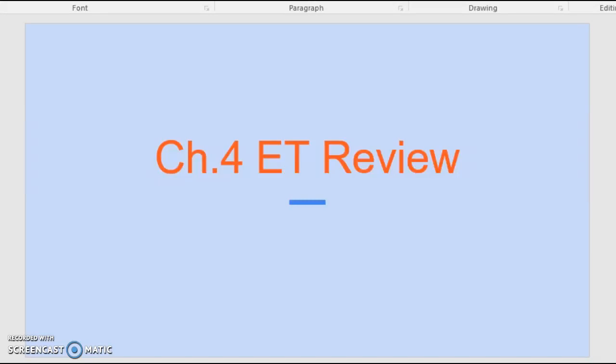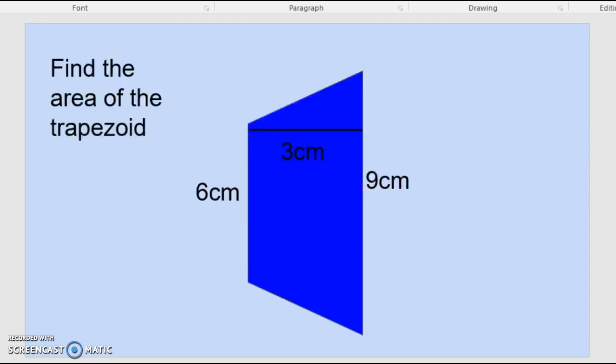Here's your review for your test that you have tomorrow. Follow along, do the problems with me, and then at the end see if we get the same answers. Alright, so first here, it says to find the area of the trapezoid. So one thing that you're going to have to remember for this test is that the formula for the area of a trapezoid is 1/2 base 1 plus base 2 times h, and h is our height.